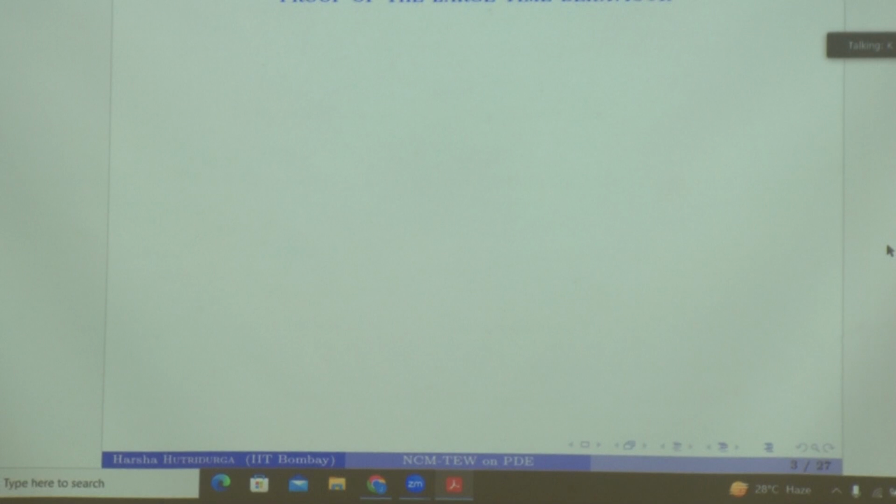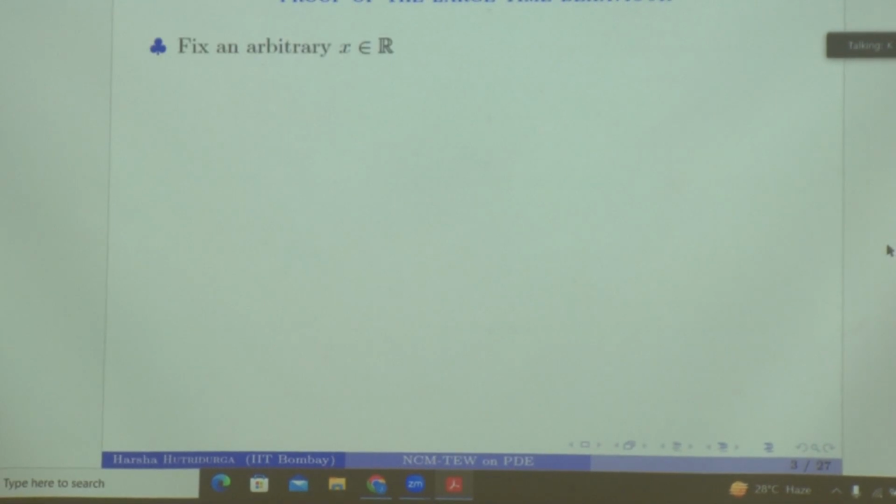So let's try to prove this statement, and it just fits this slide. There is nothing great in the proof actually. So we are given a function of two variables, u of x comma t.